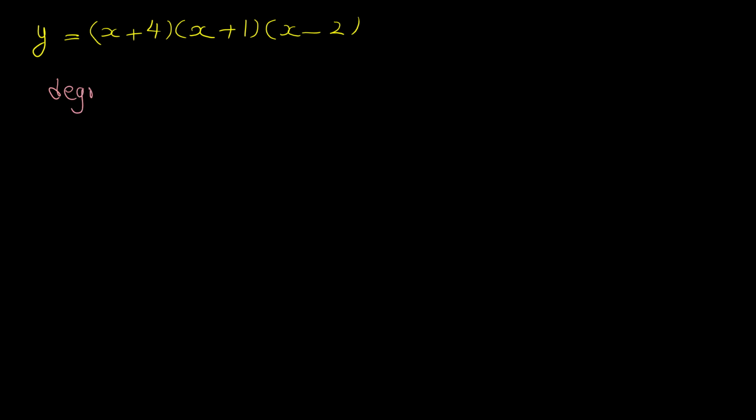How do we know that this polynomial is degree 3? Because we have these brackets, which is x times x times x, it would be x to the 3. Each of these brackets has a power of 1, and the terms inside these brackets are of degree 1. So we have 1 plus 1 plus 1, so the degree of this polynomial is 3.